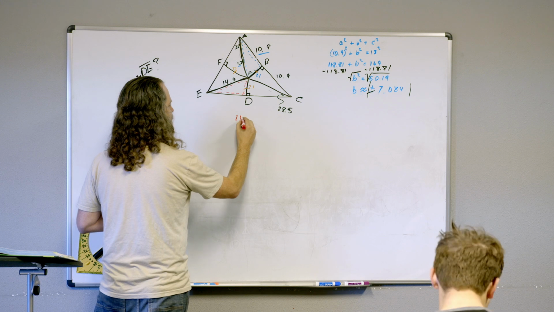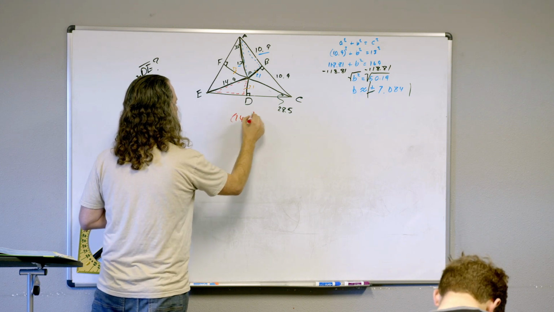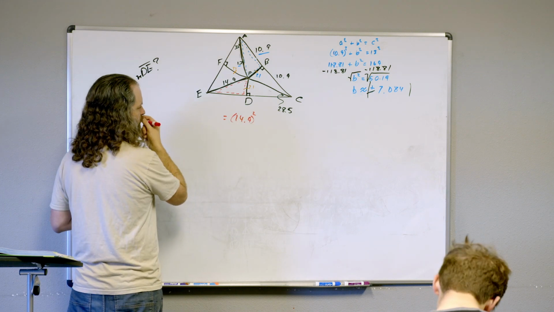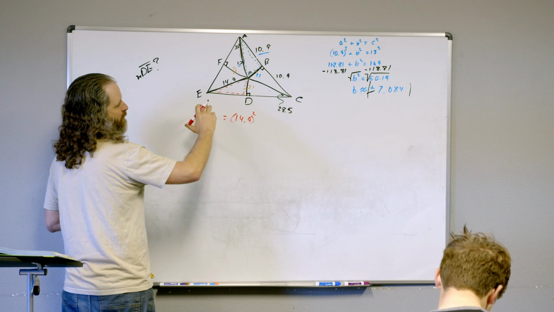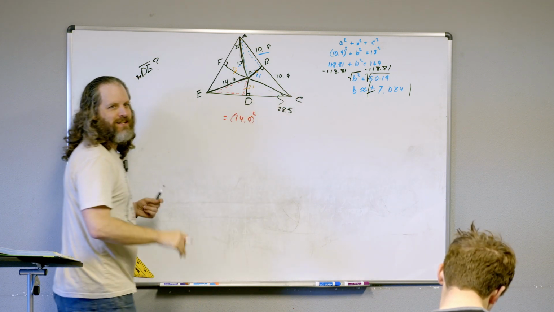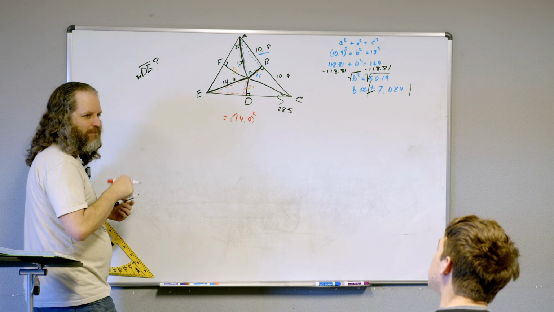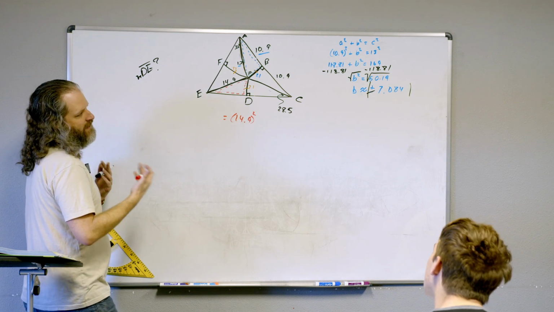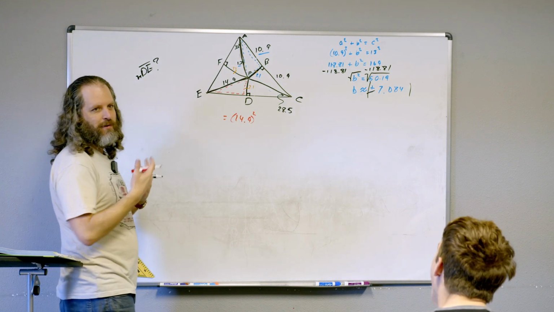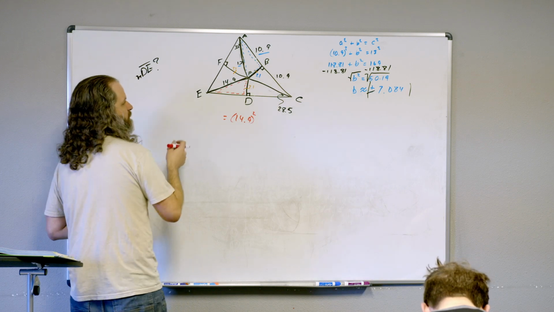So 14.9 squared. And when you're doing this problem, I would leave that 7.08 nonsense in your calculator and do that first with the little answer button. That way you get as exact an answer as you can get, because it's going to keep a lot more decimal places than you're going to.